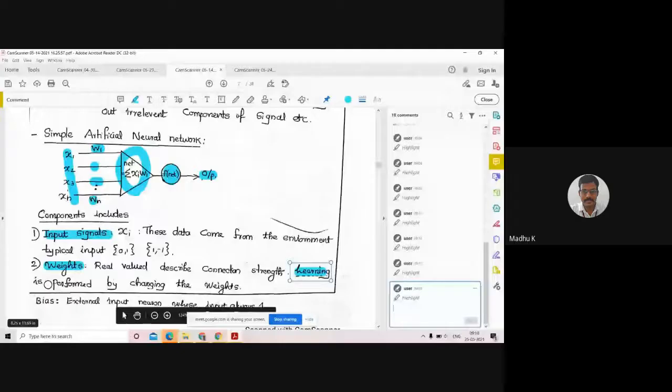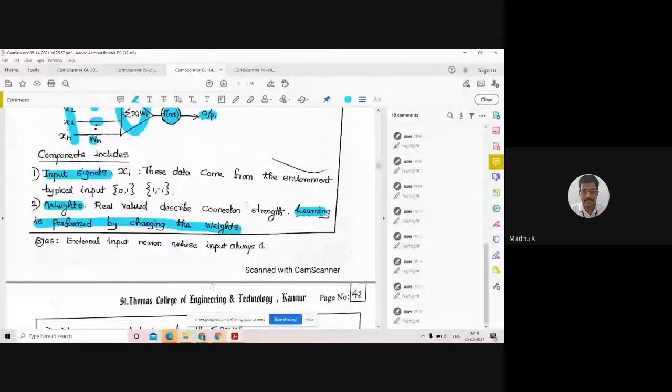Next is bias. We already know what bias is. What is the use of a bias? Bias means an input neuron whose input is always one. This type of neuron is called a bias neuron. And the weight corresponding to that bias neuron is called the bias weight.